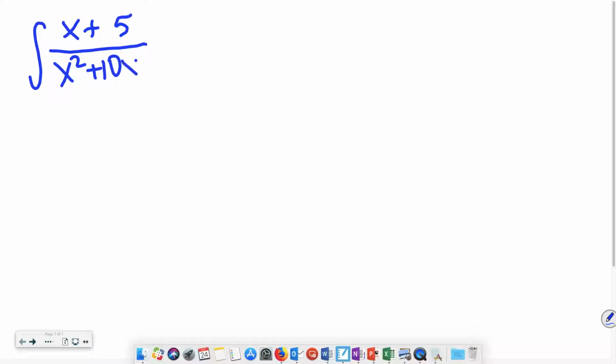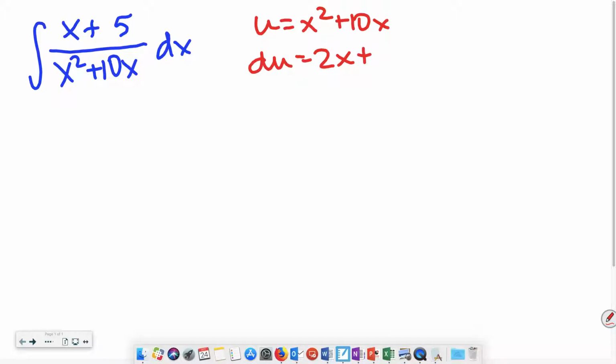So, for example, if I gave you something like this, don't write it down. This is set up perfect for what? Partial fraction. Fraction division. Complete the square. Simplification. Use substitution. Do you see how that's set up perfectly for it?